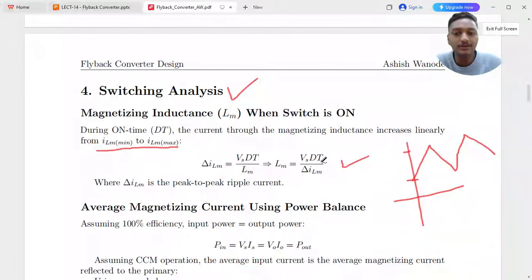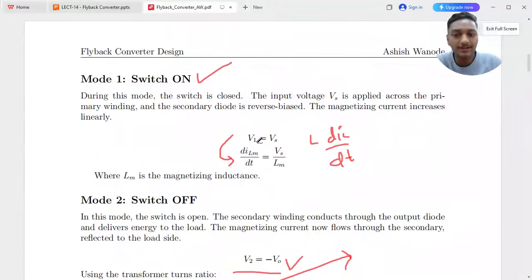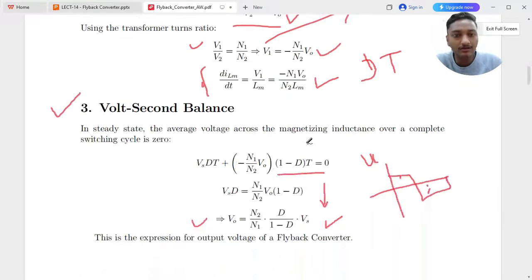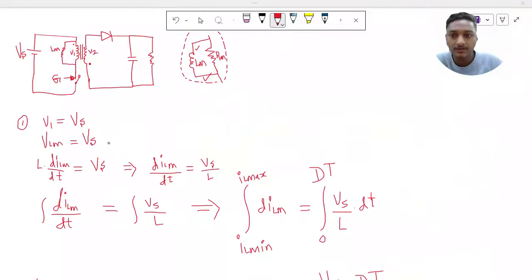During this time, V1 equals Vs. So dILm by dt equals Vs by Lm. I will show you how we came to this expression. I have written the steps down here. When the switch is on, V1 equals Vs, and V1 is my VLm, so VLm equals Vs. What is VLm? L dILm by dt equals Vs. So I can write dILm by dt equals Vs by L.